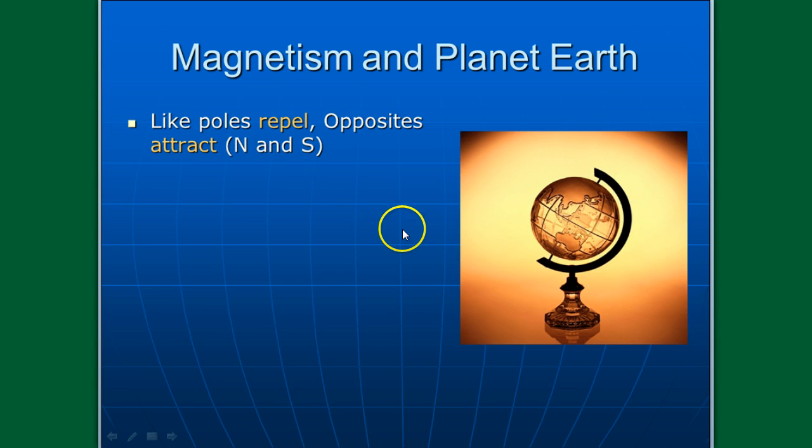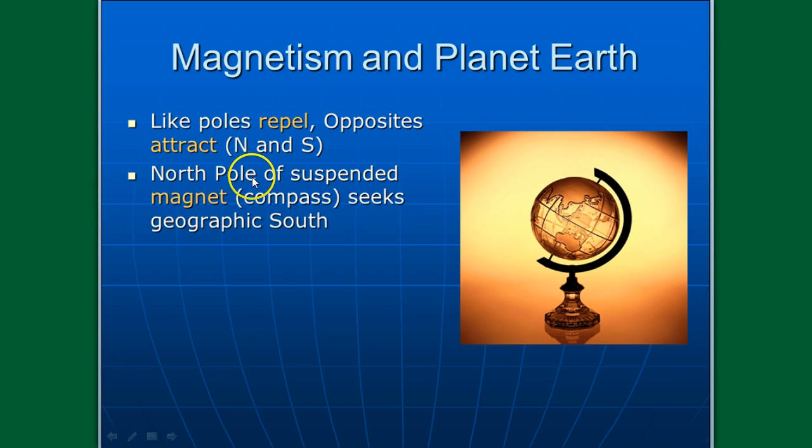When we talk about repulsion and attraction, north and north repel, north and south attract, this is when we need to start talking about a compass. A compass is really a very simple device. All it really is is a suspended magnet. It's a suspended magnet that seeks geographic south. So let's look at a compass real quick.